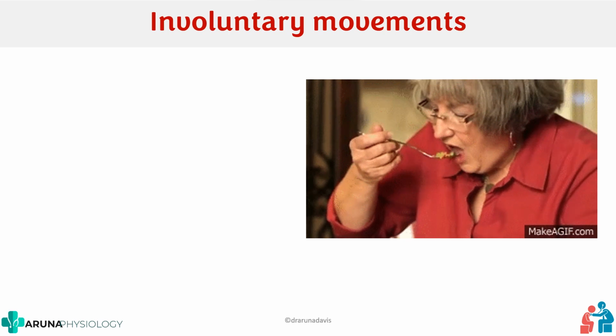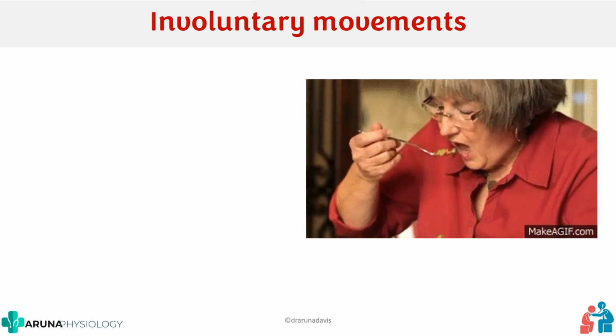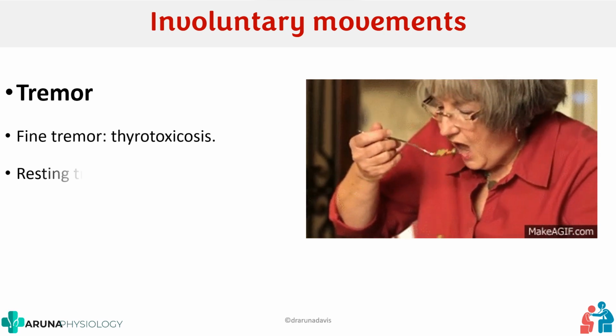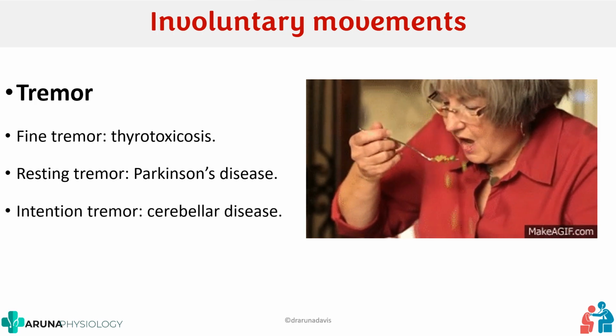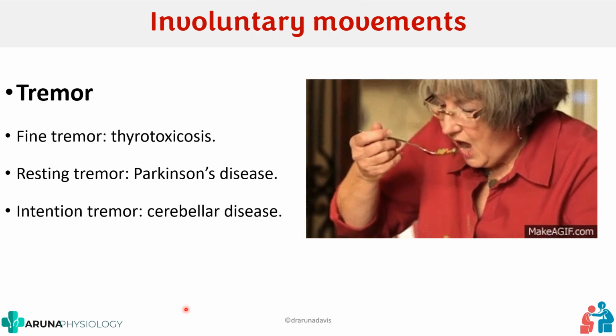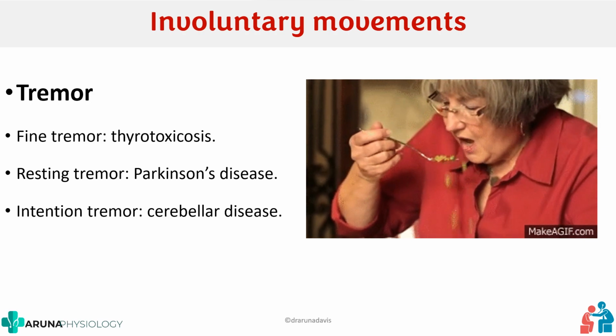After coordination, we have to check whether there are any involuntary movements. What are the different involuntary movements that you have to check for? You have to check whether there is any tremor. Tremor can be of many types. There can be fine tremor, which is usually seen in thyrotoxicosis, resting tremor, which is seen in Parkinson's disease, and intention tremor, which is seen in cerebellar disease. This is a diagram showing tremor. Here you've got the intention tremor. So you have to check whether there's any tremor or not.